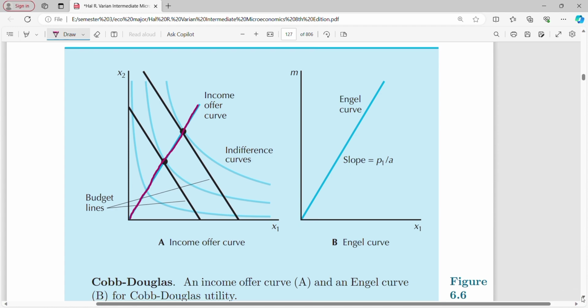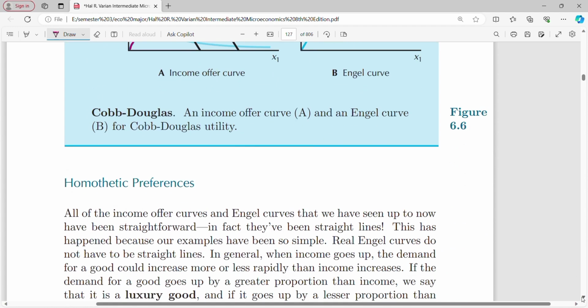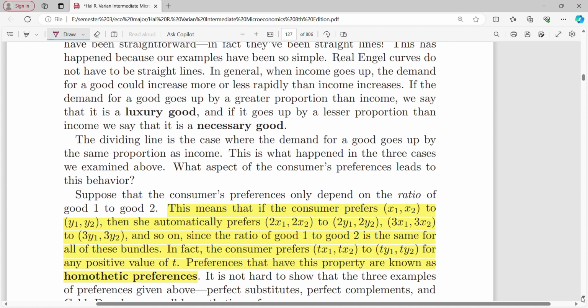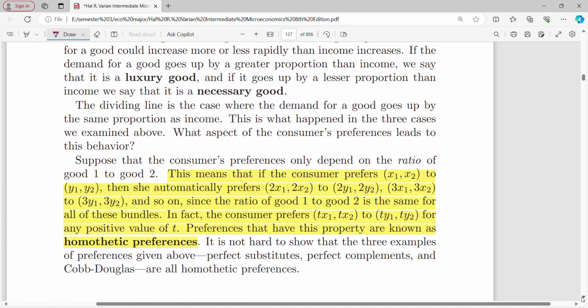Okay, so these three were homothetic preference. And what is homothetic preference? It depends on the ratio.